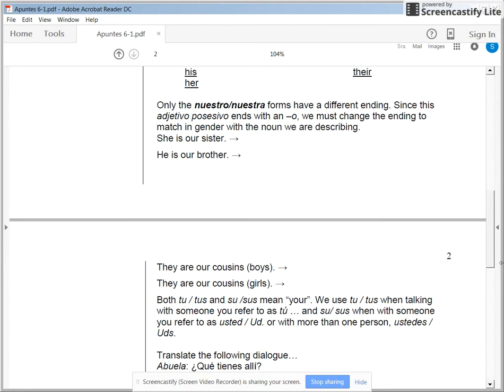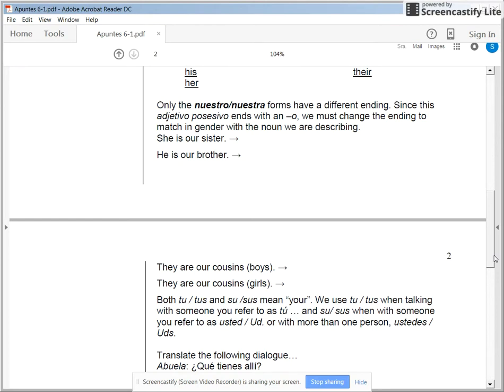They are our cousins, and I put their gender, I put boys. Should translate to, ellos son nuestros primos. They are our cousins, the girls. Should translate to, ellas son nuestras primas. Again, keeping gender and number together.